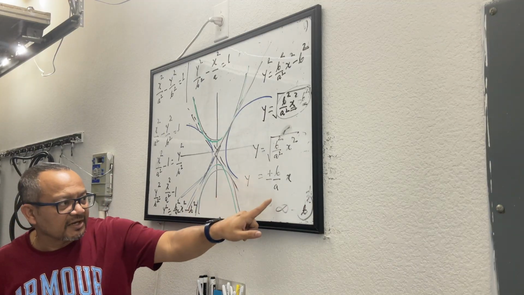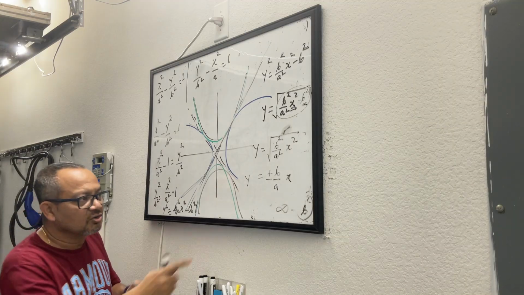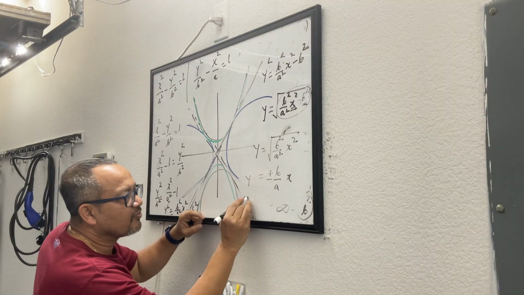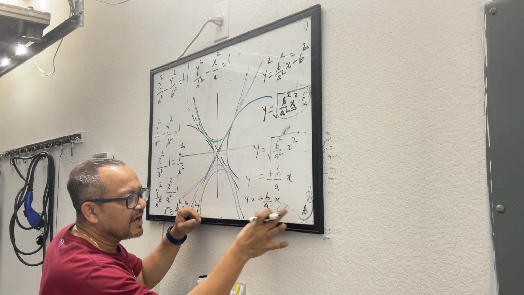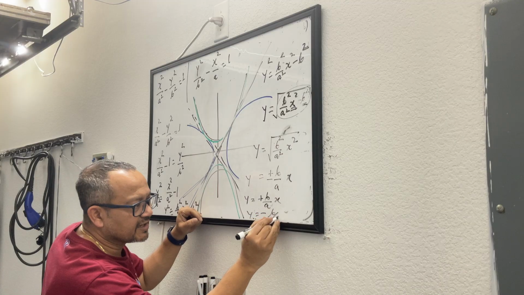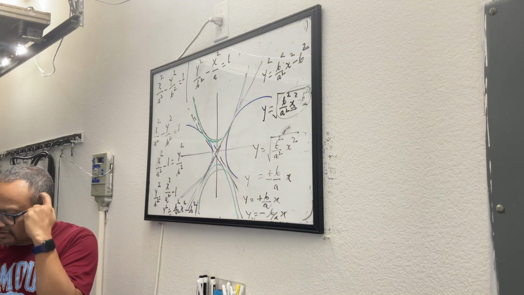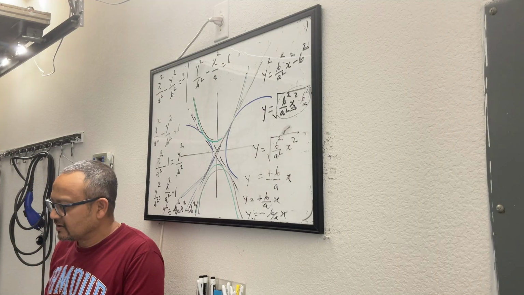y equals plus and minus b over a times x. So you will take one value of y equals plus b over a times x, and the second value of y equals minus b over a times x. Okay? So far it's only mathematical, nothing intuitive, nothing fancy.